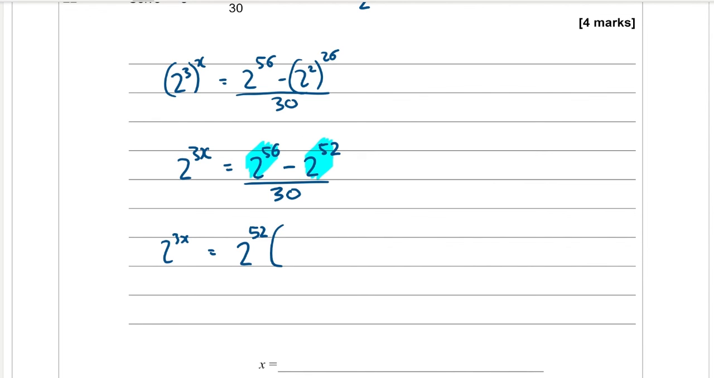Now what do I need to multiply 2 to the power of 52 by to get 2 to the power of 56? By 2 to the power of 4, because when I multiply them I add the powers and that gives me 56. And here I just need to multiply it by 1 in order to get 2 to the 52. And that's all over 30.